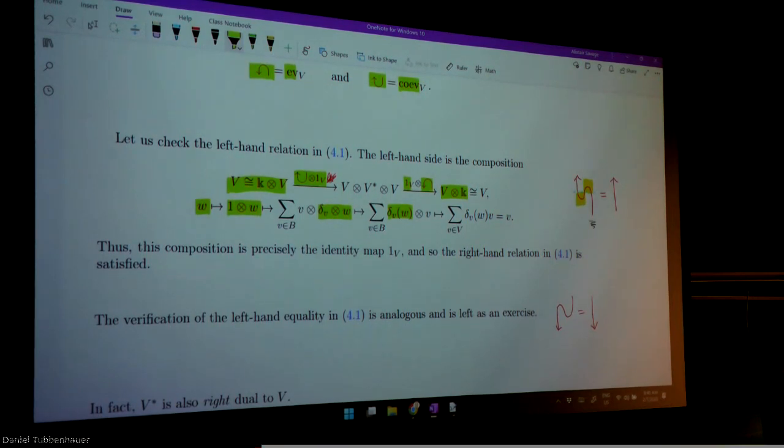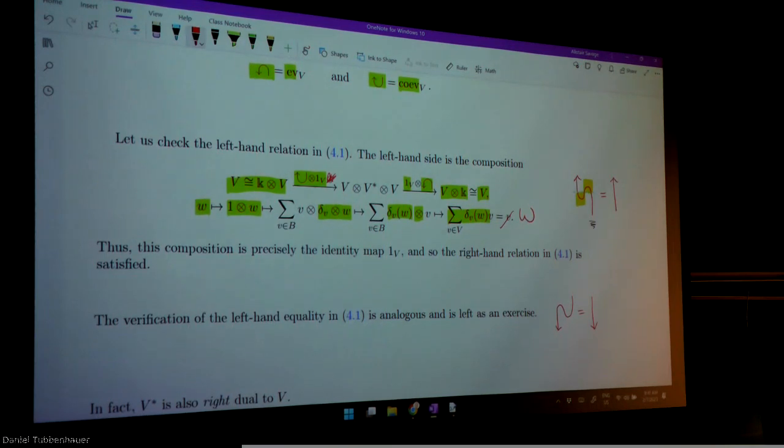And then again, we have to use this implicit isomorphism that V tensor K is isomorphic to V. That isomorphism is just scalar multiplication, right? So we just lose the tensor power here and we just get this sum. But that sum is just how you write W in the basis BV. The delta V of W are just the coefficients when you write W in that basis. So you get exactly W back, oh, I wrote V, it should be W.